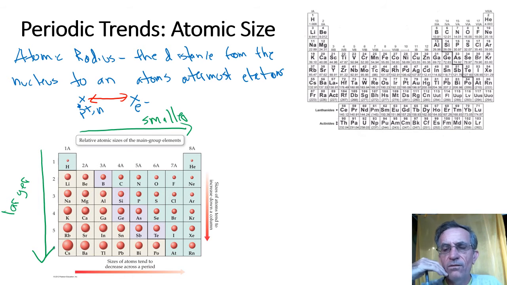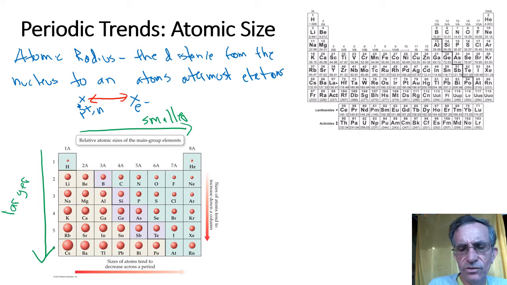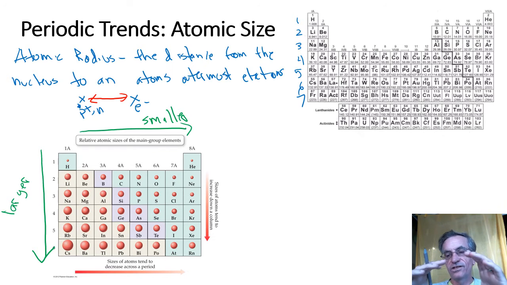All right, now, why would that be? Well, going down might be a little easier to understand. As we talked about previously when we were doing electron configurations, every row corresponds to a different shell. So as we go down, we're using the first shell, and then the second shell, and the third shell, and the fourth shell. So every row that you go down, you're going to a further away shell. That further away shell is going to make the atom bigger.